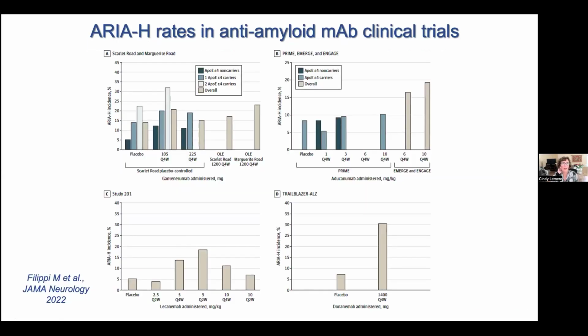Now, ARIA-H rates tend to vary a little bit more and are not seen as much with some of the antibodies at least. And this is showing gantenerumab, this is aducanumab, this one is lecanemab, and this is donanemab. And here you can see, for example, with donanemab, that at the end of the trial, there was a large increase in the number of microhemorrhages in the combined E4 carriers and non-carriers.